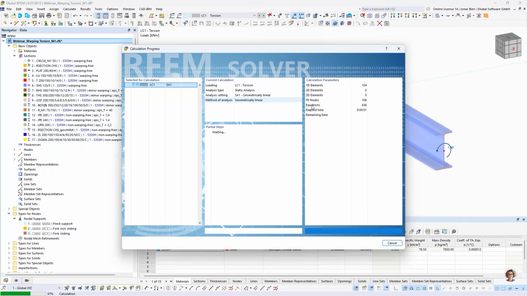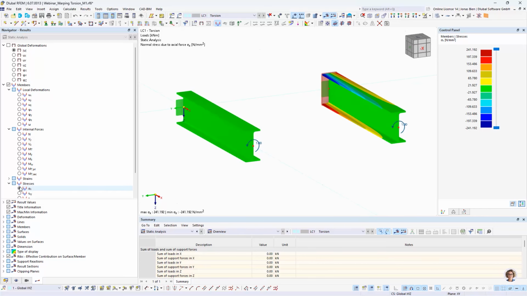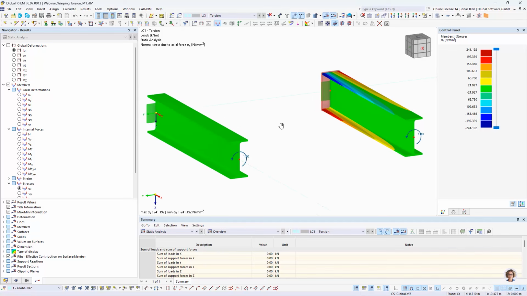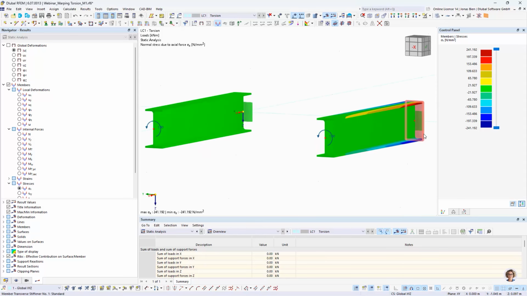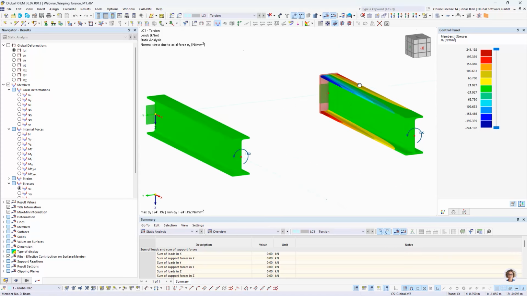And now we should actually see a difference in the solution. Okay. And I have activated the axial stresses, and we now directly see by comparing those two that on the right side here, where now we restrained our warping, we have significant axial stresses that arise from that constraint. So we have compressional stresses at two edges where the member wants to elongate, and on the other two edges we have quite significant tensile stresses.